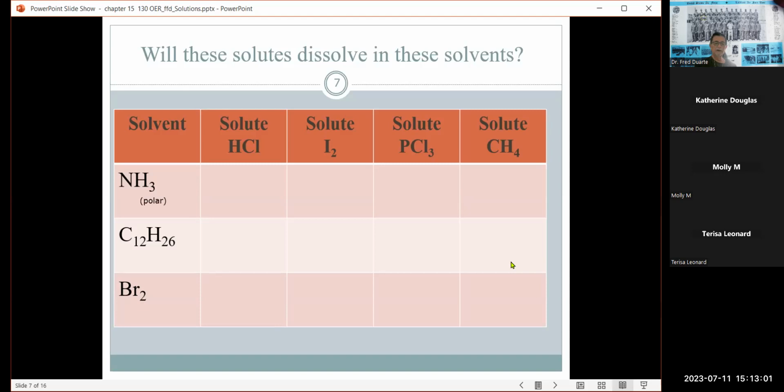And we know that ammonia is very polar. We talked about this. Okay, so NH3, which is ammonia, is a very polar compound. Okay, the next one is C12H26. Remember what I said about compounds that contain nothing but carbon and hydrogen with respect to their polarity? Do you recall? Are they polar or nonpolar?